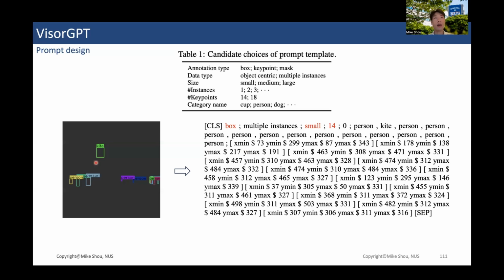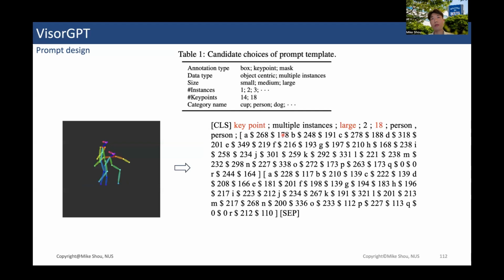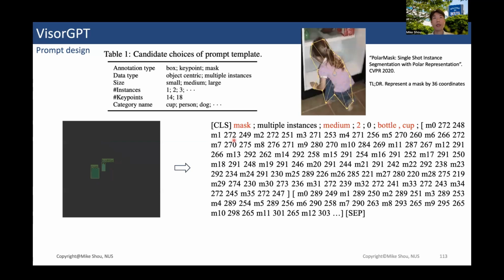So this is for the bounding box manner. For key points, we have also defined, for example, 18 key points for each person. Then for one person instance, you would have these 18 numbers. And this will be the key points for the second instance, the second person. And also for the mask, we also have a way, actually borrowed from a CVPR 2020 paper, to represent a semantic mask in a discrete manner, as sequential discrete tokens.